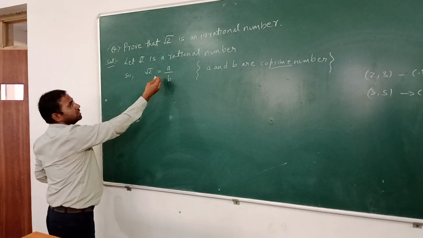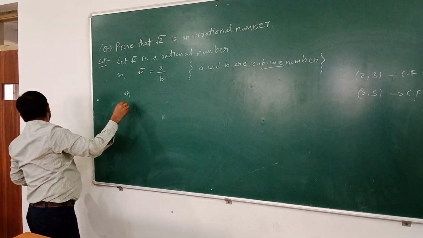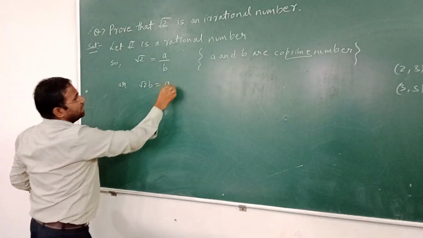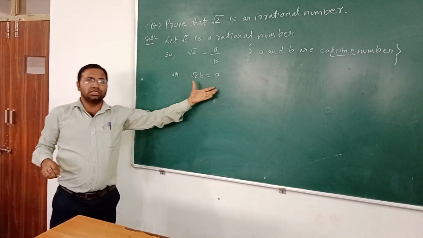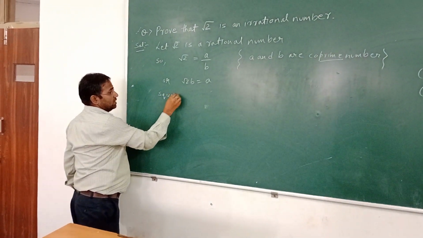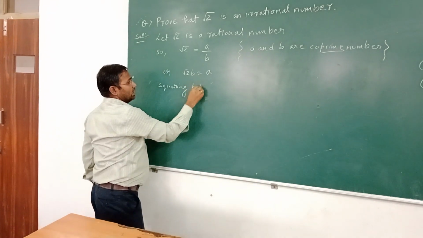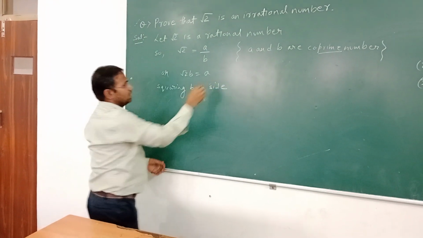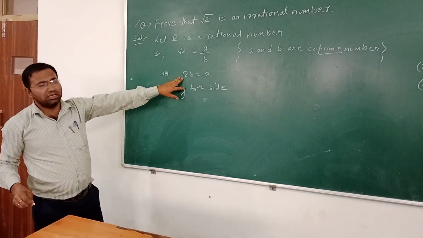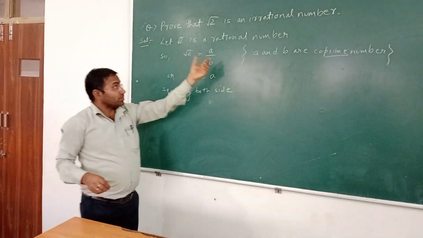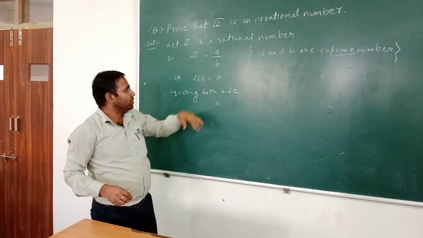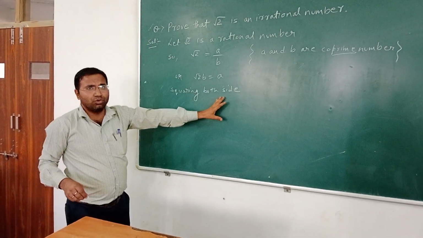Okay. Now root 2 is equal to a upon b, which can also be written as root 2 b is equal to a. Okay, root 2 b is equal to a. Now after that what you will do is square both sides. Squaring both sides. Okay, so why are we squaring both sides? For removing the root term, we are squaring both sides. Now we will check whether a and b are co-prime or not. So for checking we will square both sides.